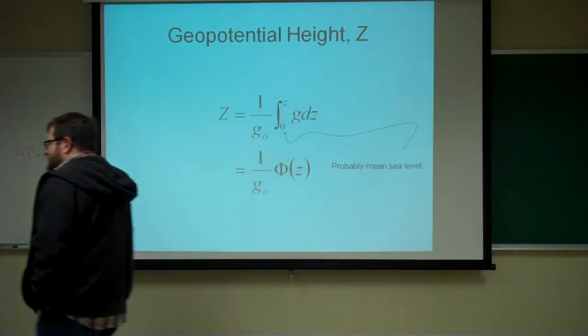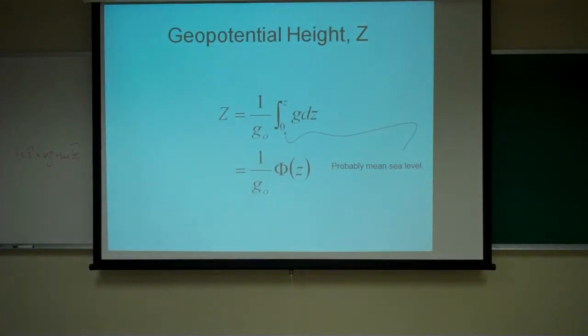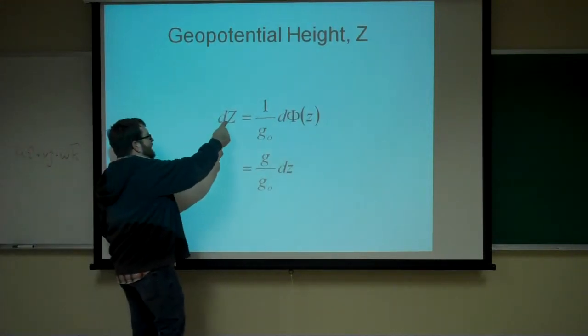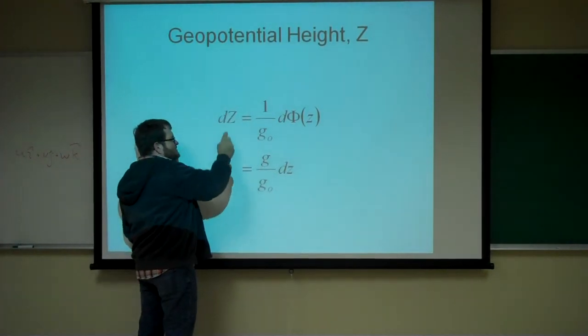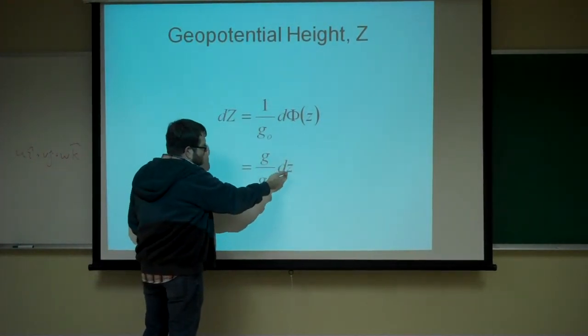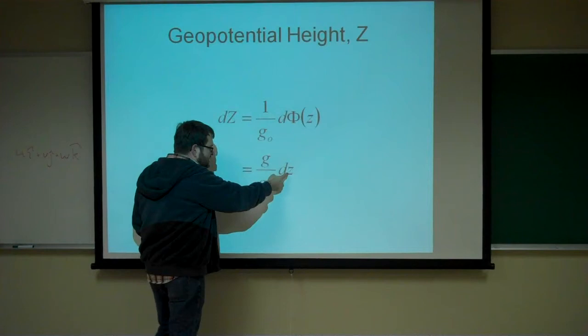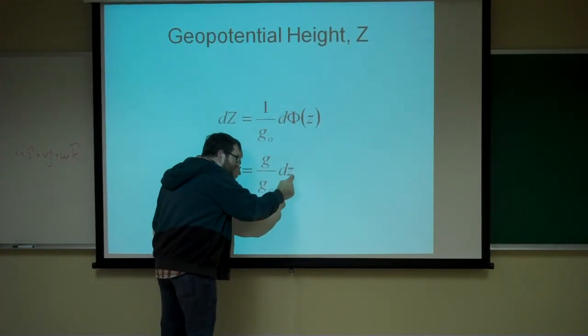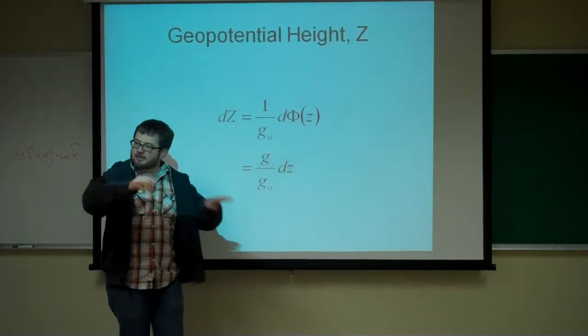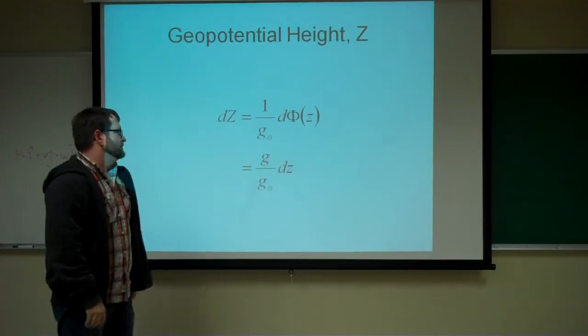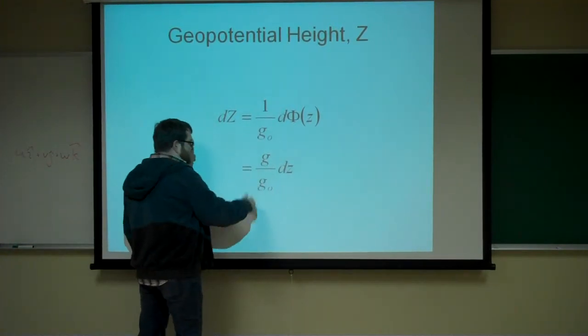From the point of view of just day-to-day life, the difference between geopotential height and physical altitude is not all that different. In fact, with a little bit of rearranging here, we can find out that, for example, a change in geopotential height from the top to the bottom of a layer is actually just the change in the physical height, dz, how many meters it is from the bottom to the top of that layer, times g over g naught.